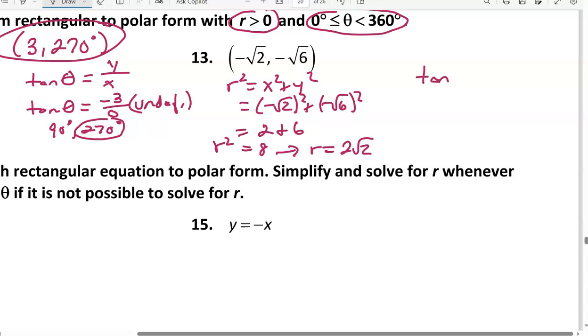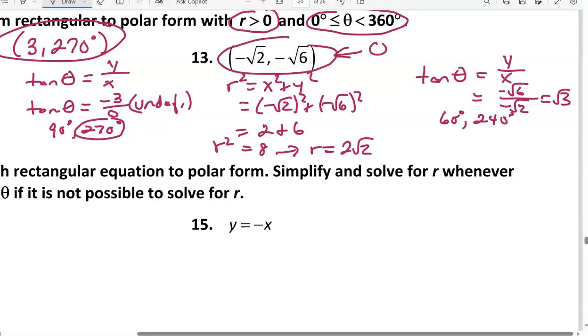To find the value of theta, tangent of theta is equal to y over x, which is negative square root of 6 divided by negative square root of 2, which is positive square root of 3. Tangent of theta is equal to positive square root of 3 for 60 degrees and also for 240 degrees. However, this point in x comma y form is in quadrant 3 since x and y are both negative. That means we're going to choose the 240 degrees. So in r comma theta form, this is 2 square root of 2 comma 240 degrees.